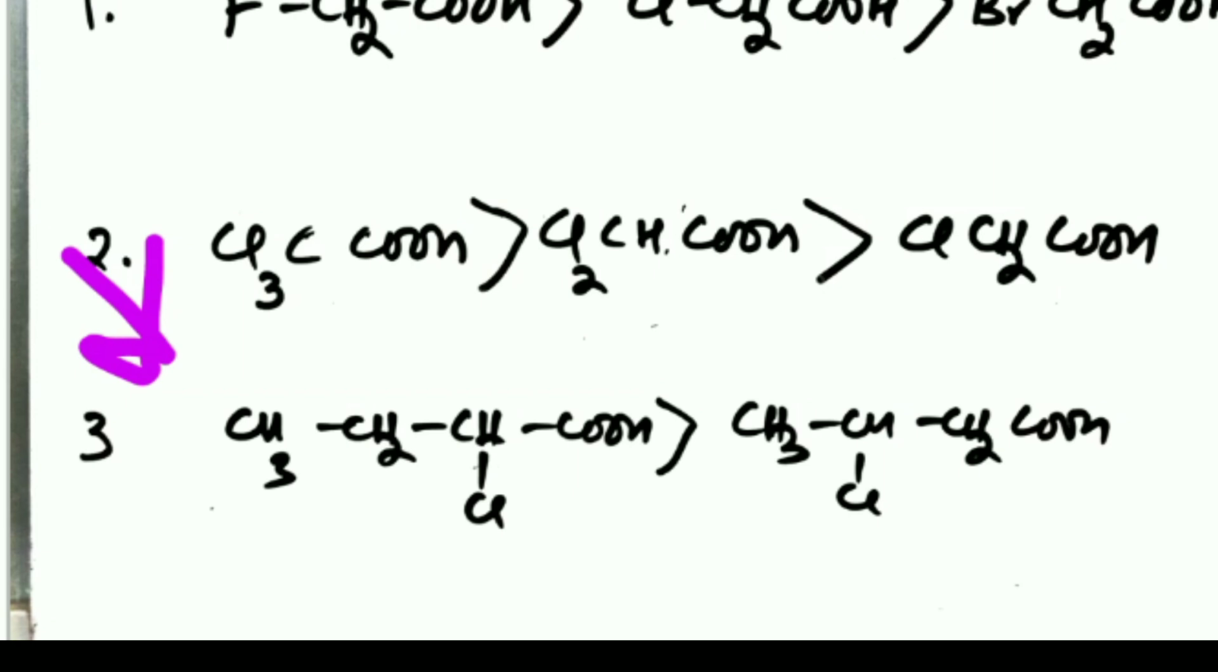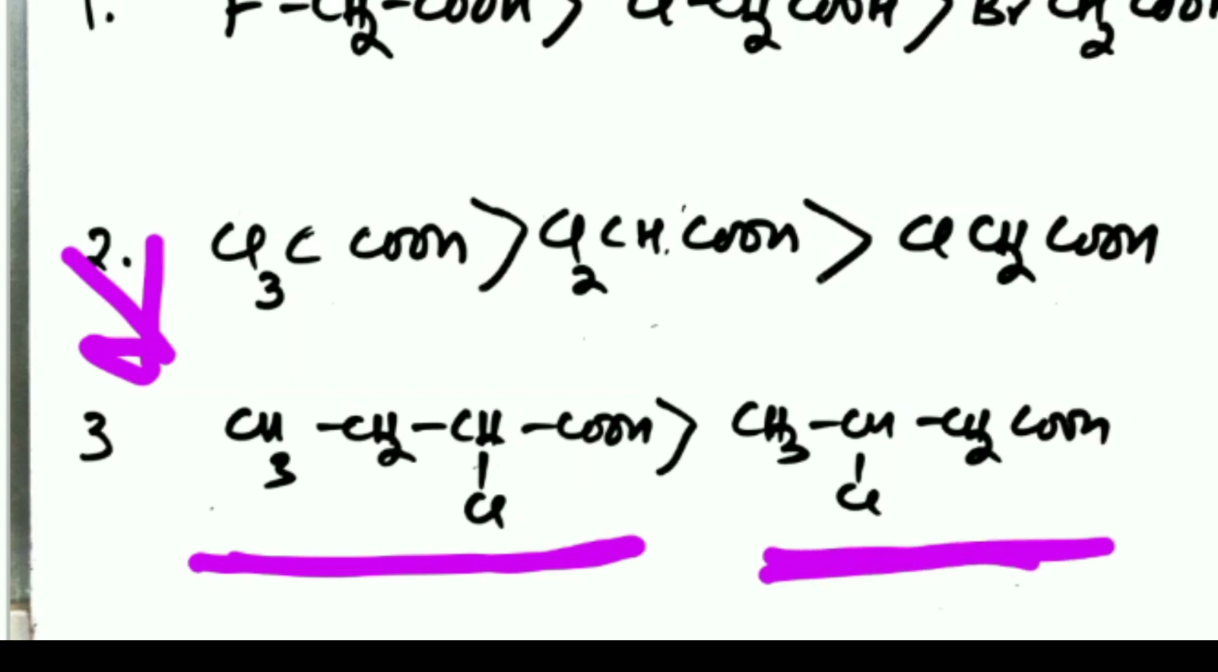So here, first thing is 2-chloro butanoic acid would be more acidic than 3-chloro-butanoic acid. Similarly, you can solve other examples also. And the reverse would be the effect of electron donating groups like methyl, ethyl, etc.